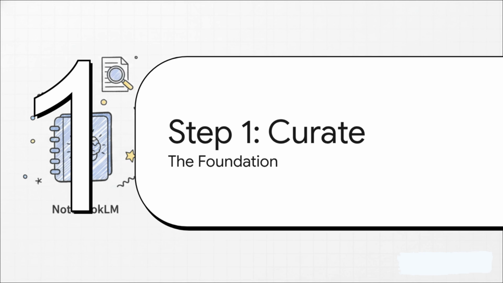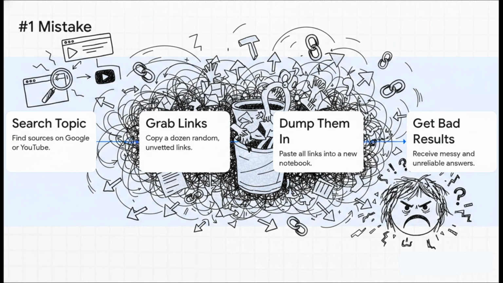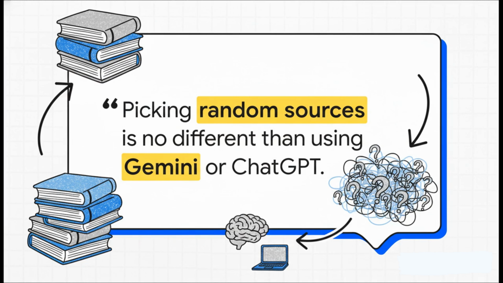And this brings me to the number one mistake I see people make over and over again. They treat it like a search engine, just grabbing a whole bunch of random links and dumping them all in. If you're doing this, you're using it completely wrong and you're just going to get messy, unreliable results. And this is really the core idea right here. The whole power of NotebookLM is in its ability to work with information that you trust. By carefully curating your sources, you're basically building a personalized AI expert on any topic you want.